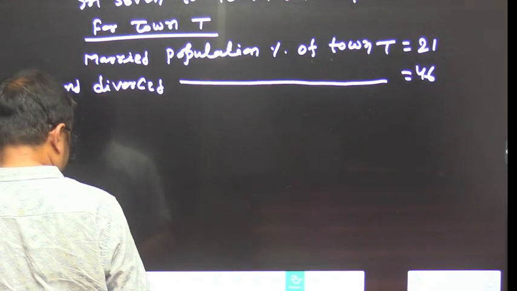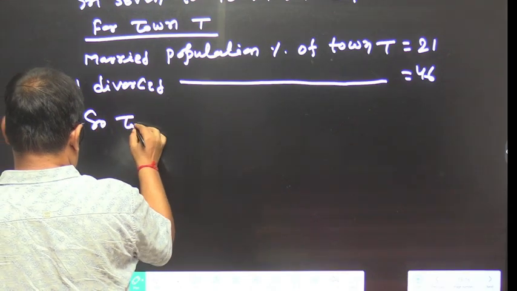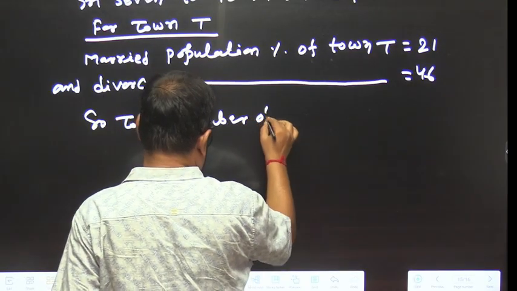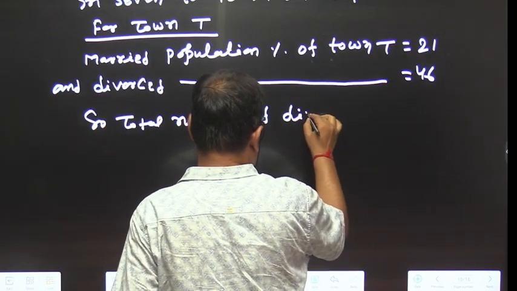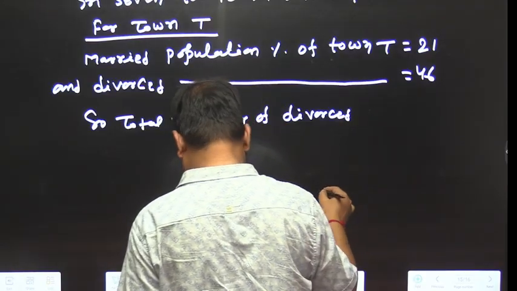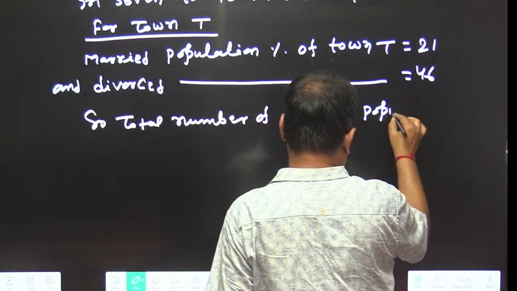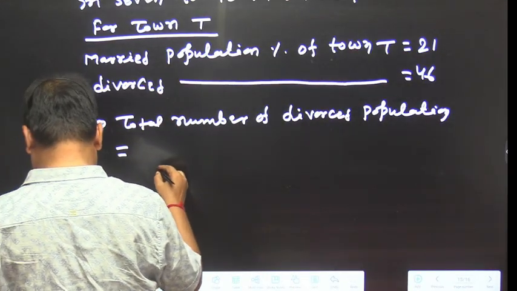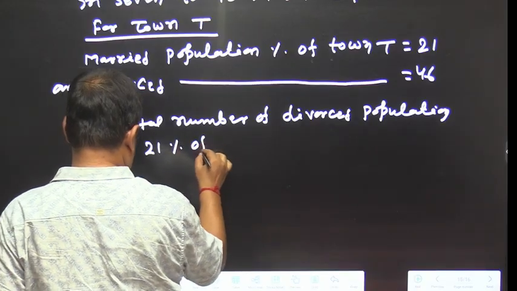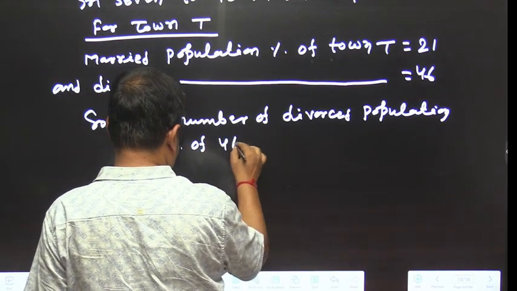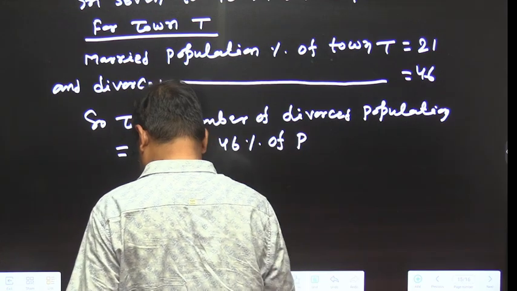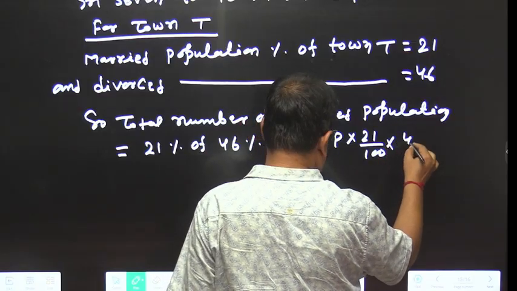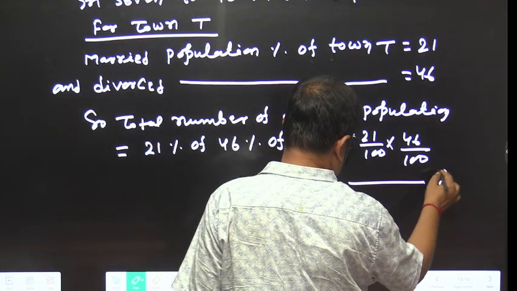So the total number of divorced population equals 21% of 46% of P, that is P into 21 upon 100 into 46 upon 100. This is equation 1.